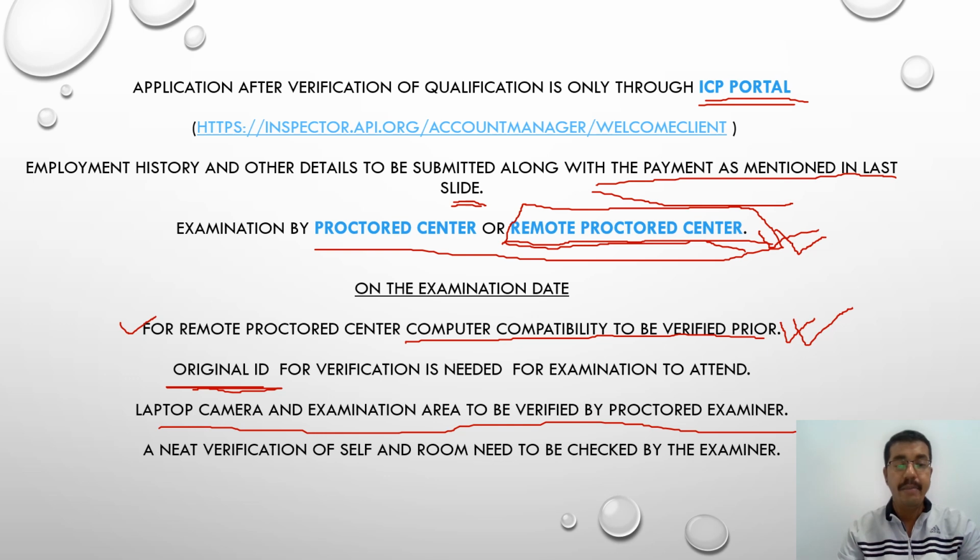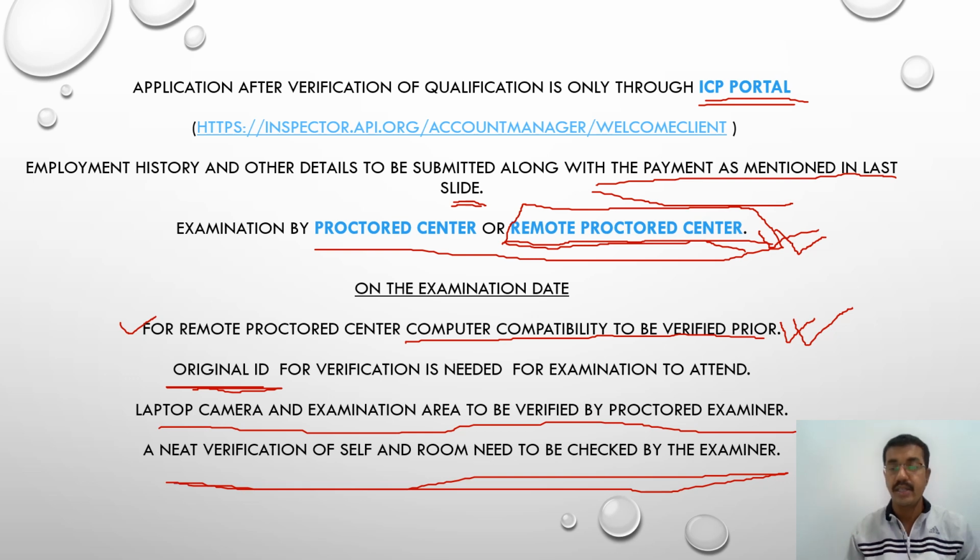A neat verification of yourself and the room needs to be done by the examiner. The examiner will ask you to show the room. Then they will ask you to show your ears and your spectacles; they will check everything. After the verification is done, you will be redirected to the exam portal, and then you have to give the exam.